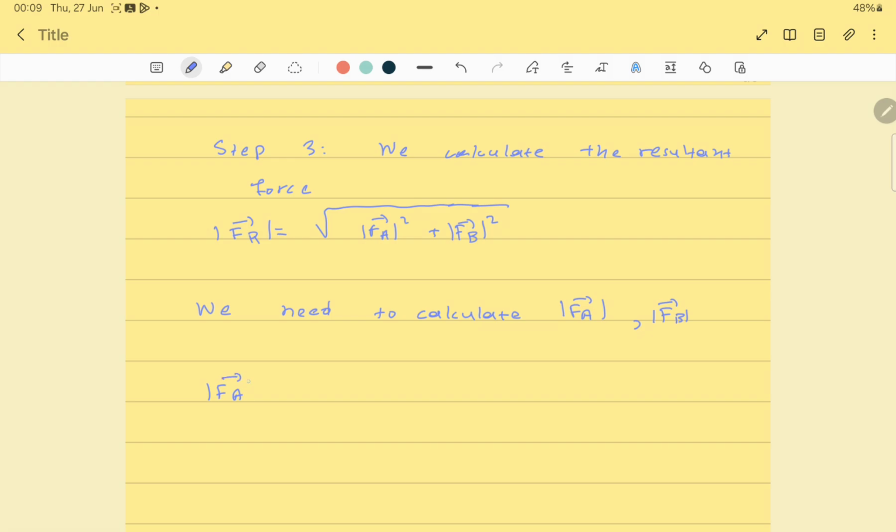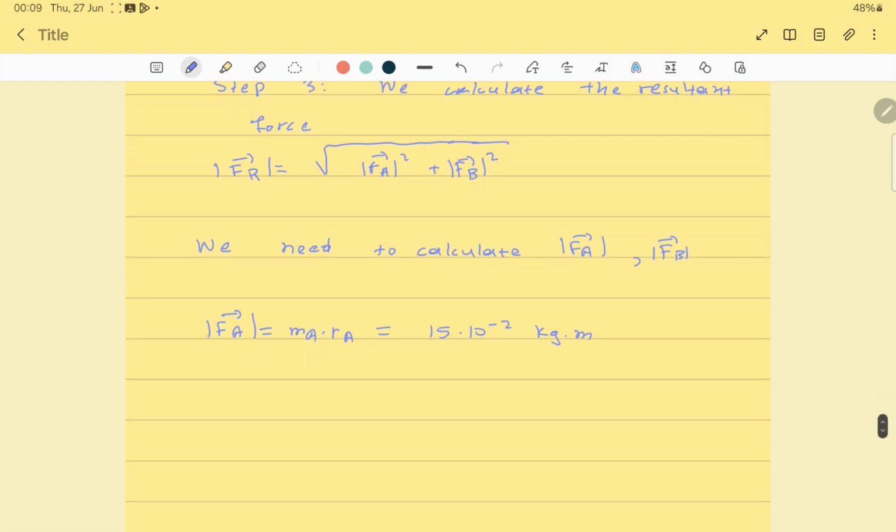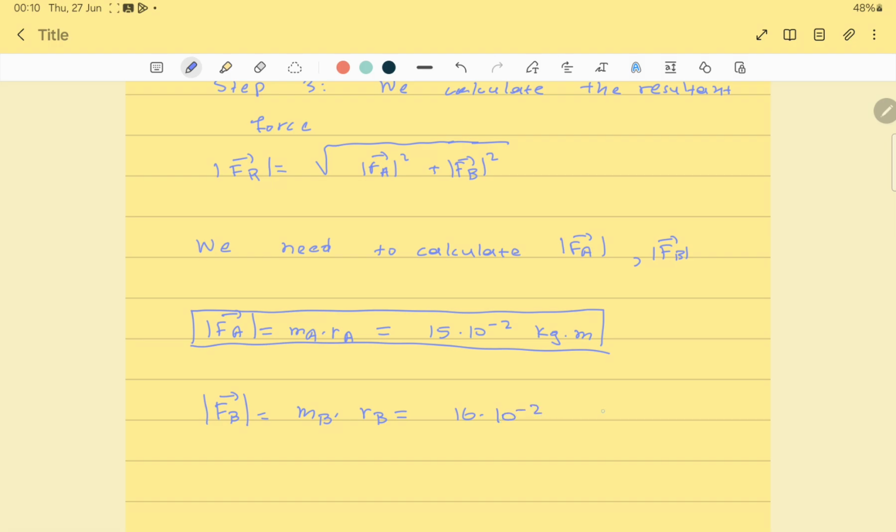FA equals MA times RA. And this gives me 15 times 10 to the power of minus 2 kilogram times meters. I have FA and now I have to find FB. It is MB times RB. So it is 16 times 10 to the power of minus 2 kilogram times meters.